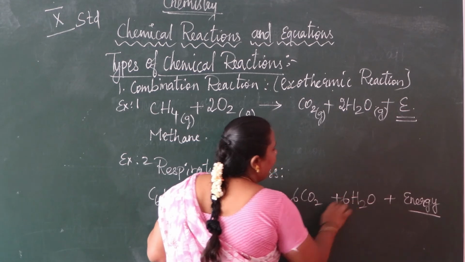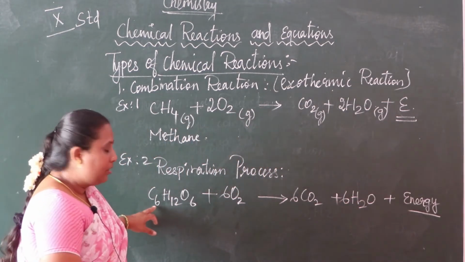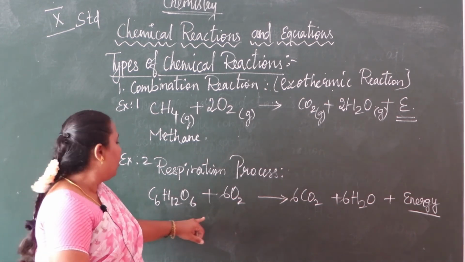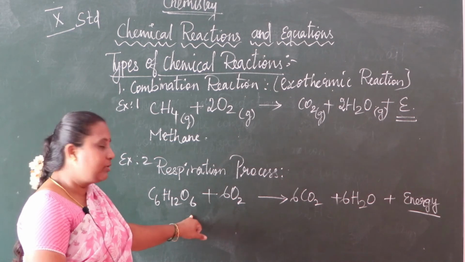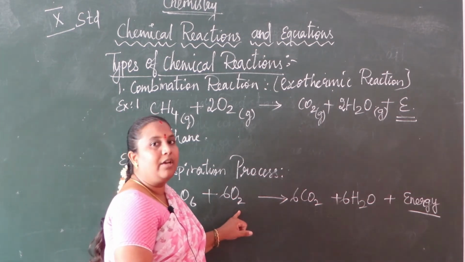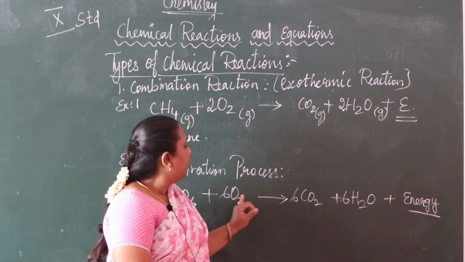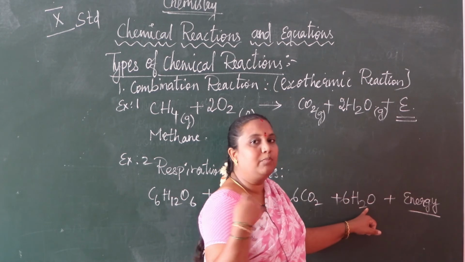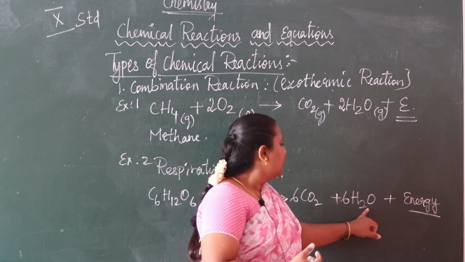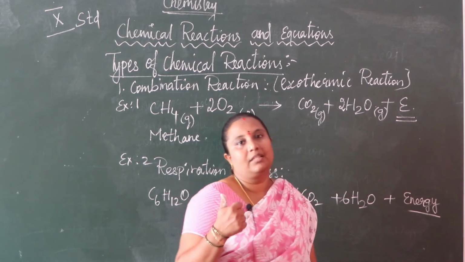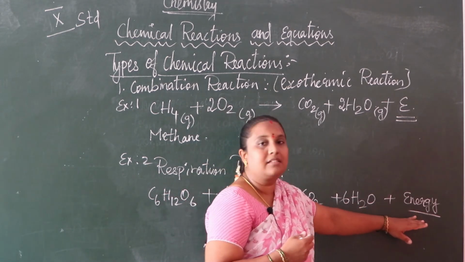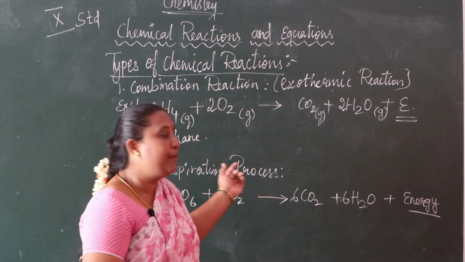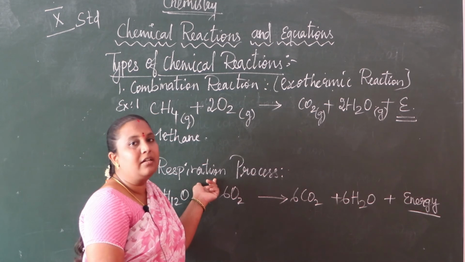So this equation should be balanced now. What is the molecular formula of glucose? C6H12O6 plus oxygen, which we are breathing in, gives carbon dioxide, which we are breathing out, and water, H2O, plus energy. This gives the energy for our body. Understood, children? So the respiration process is also an exothermic reaction.